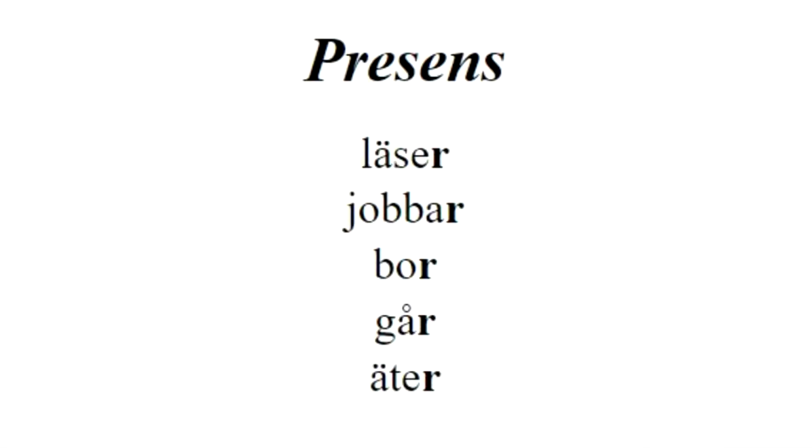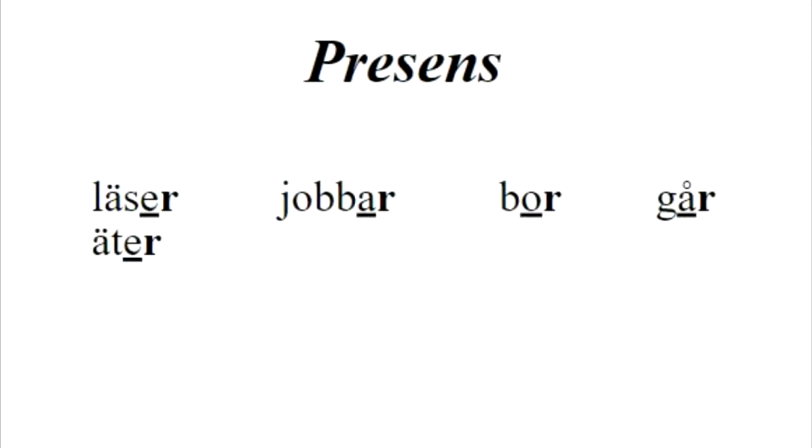And guess what? It's super easy. The rule of thumb is that in the present tense, verbs end in er. For instance, läser, jobbar, bor, går, äter. They all end in er, but what matters is which letter stands before er. Is it preceded by e or some other vowel?